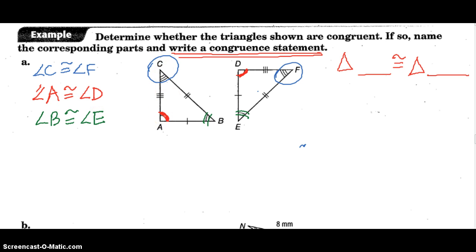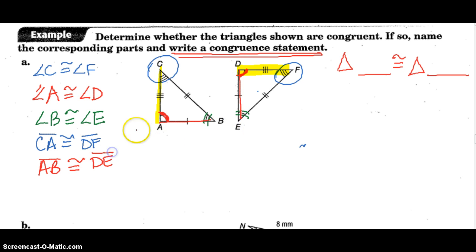And then when we're looking at the sides, I have 3 lines, goes with 3 lines. So let's go back to blue. CA is congruent to DF. And with my red pen, I'm going to say 1 hash mark, 1 hash mark. So AB is congruent to DE. And the last one is CB is congruent to FE.